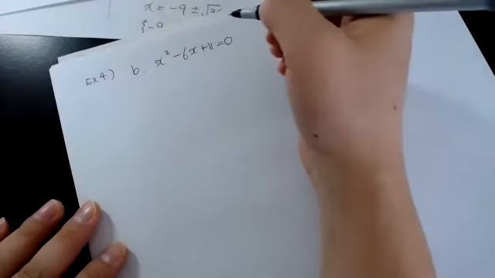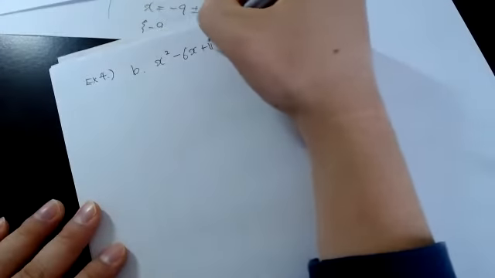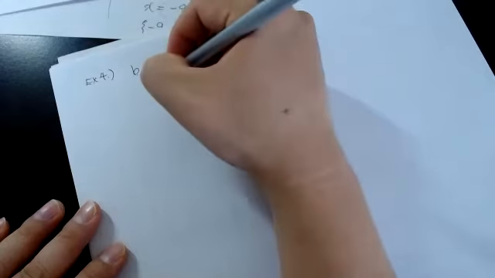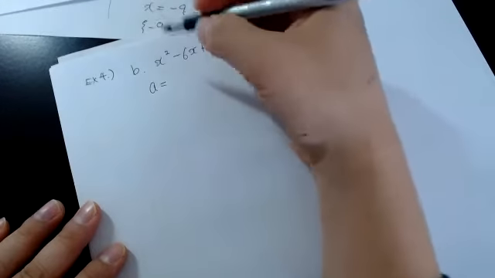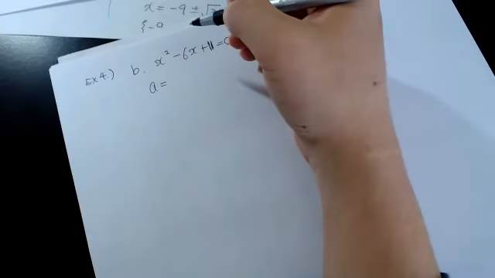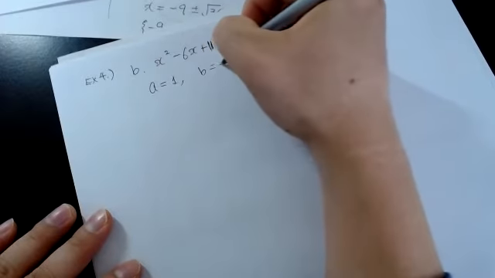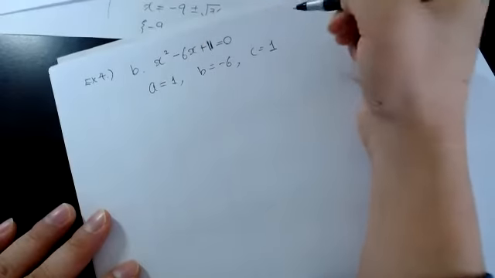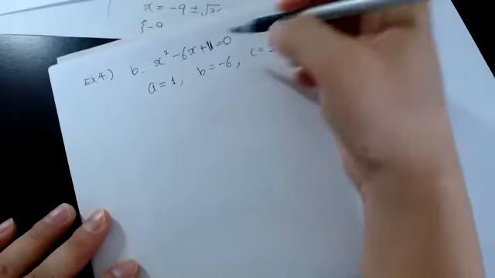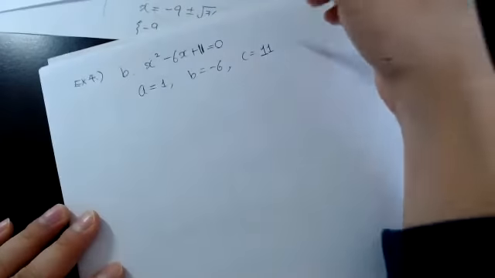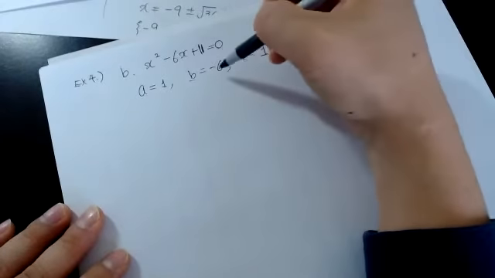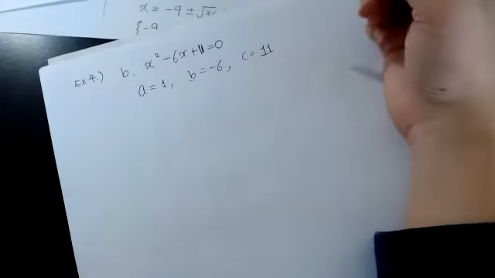Okay. So now let me solve this one using the quadratic formula. We have to identify A, B, and C, right? A is 1, B is -6, and C is 11. Why? Because A is the leading coefficient, B is the coefficient of x, and C means the constant.